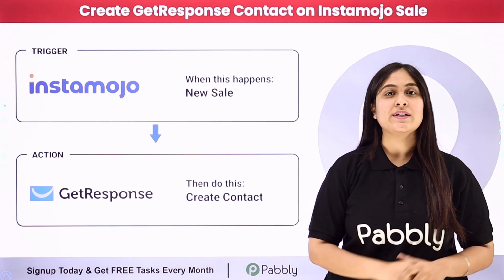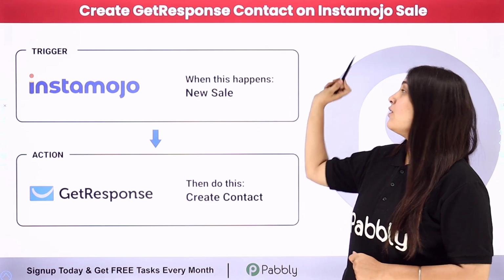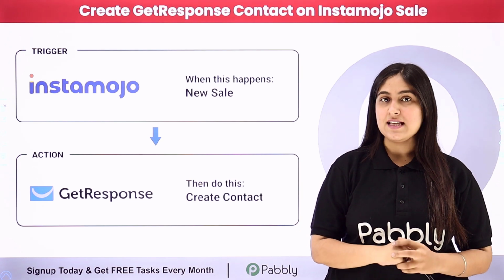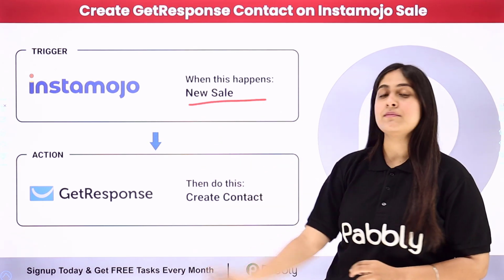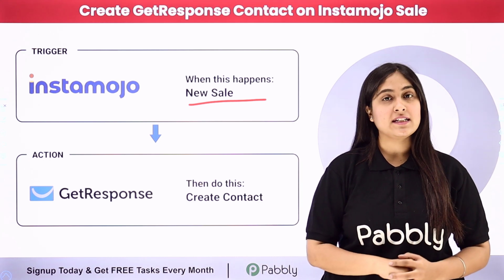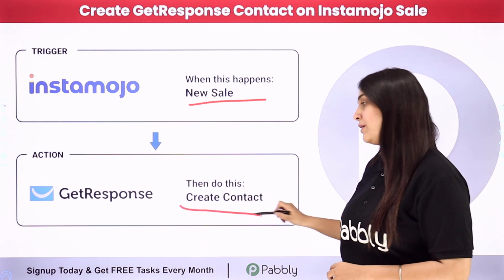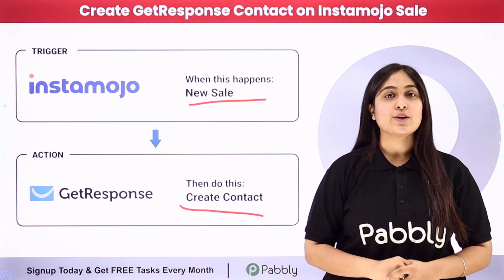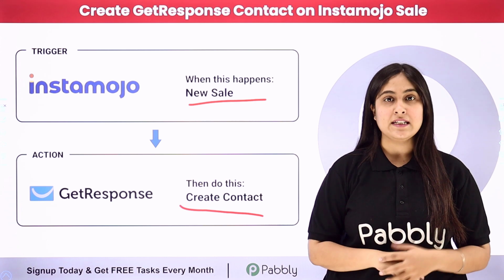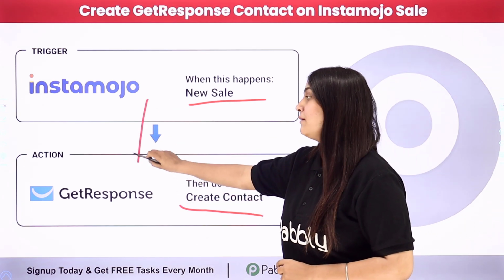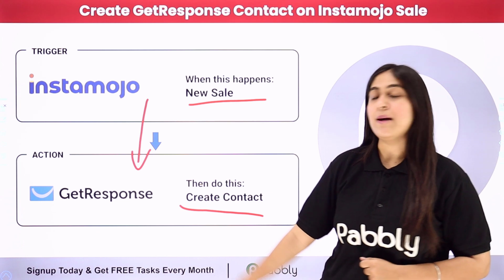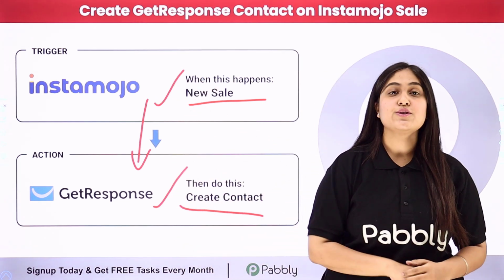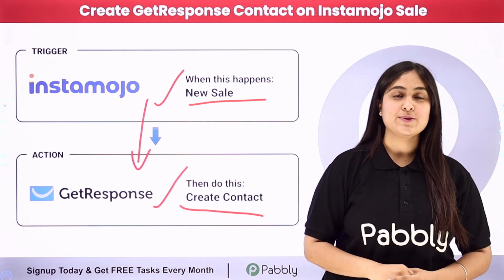So in this video we are going to learn how to create a GetResponse contact on Instamojo sale. So here I am a seller on Instamojo, and in this case I want whenever a new sale is made in my Instamojo account, automatically using that detail a new contact should be created in my GetResponse account. So to automate this entire process I am going to use an automation software named Pabbly Connect, in which I need to connect my trigger and my action. So in this process, my trigger application will be Instamojo and my action application will be GetResponse. So to learn this process step by step, let me take you to my screen.